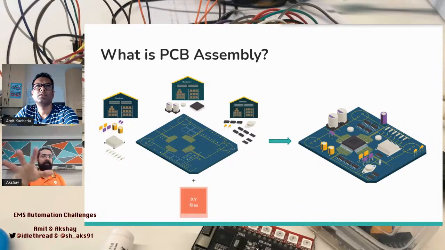You get the PCBs, you get the components, and you have another file called the XY file, which is nothing but a placement file. It tells us which component is going to be sitting at which place. For example, this particular chip has to be placed at this place, so it's given an XY coordinate in this file. Maybe its name is X1, sitting at coordinate 10, 10. It's going to be placed through a high-speed pick and place machine.